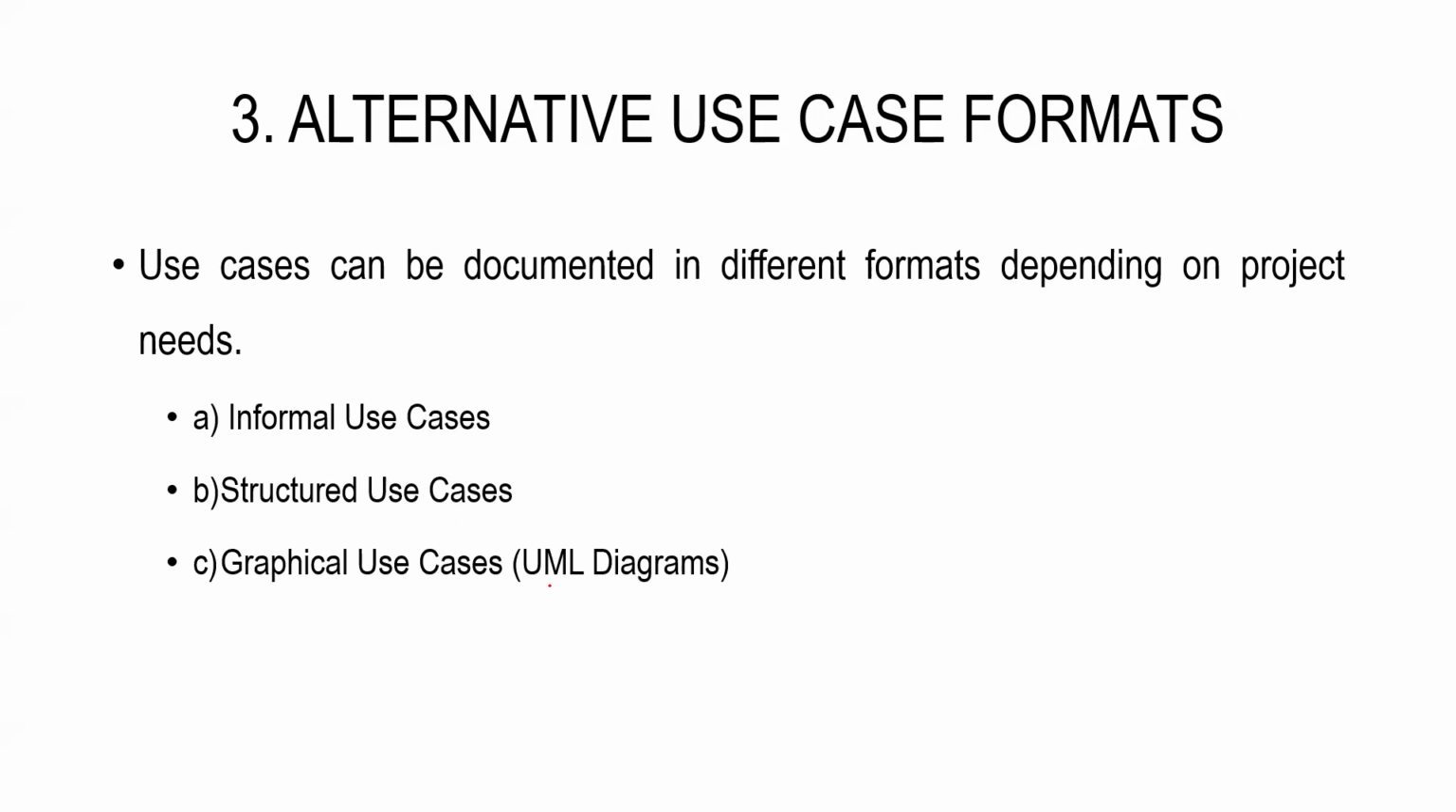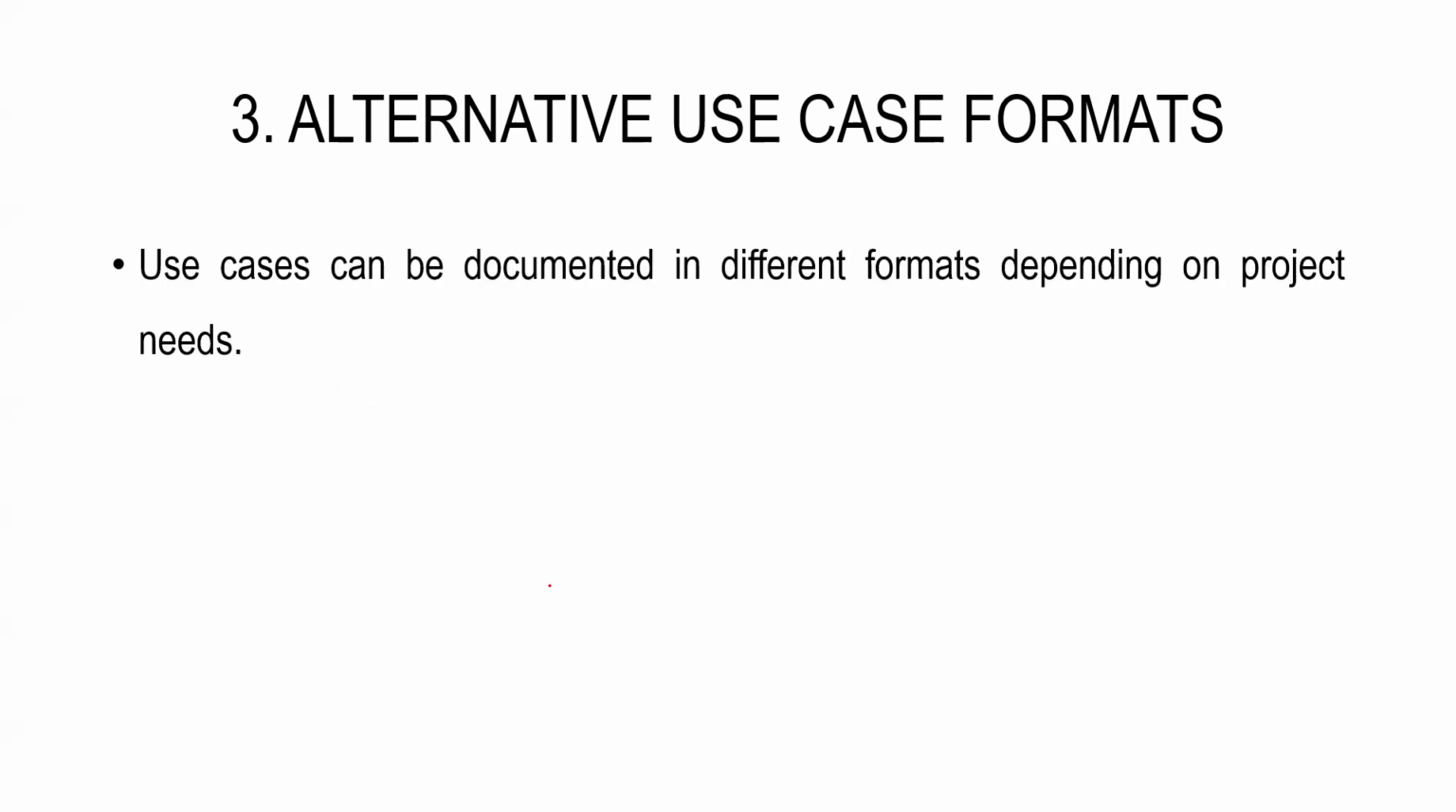The one that I showed you is the graphical use case, where you're able to see an actor and all those boxes. That's a graphical use case or UML diagram. But we also have informal use cases as well as structured use cases. So let's start with the first one, which is an informal use case.